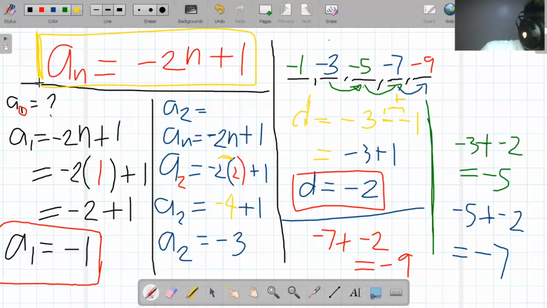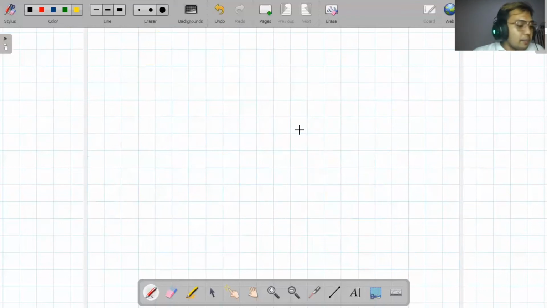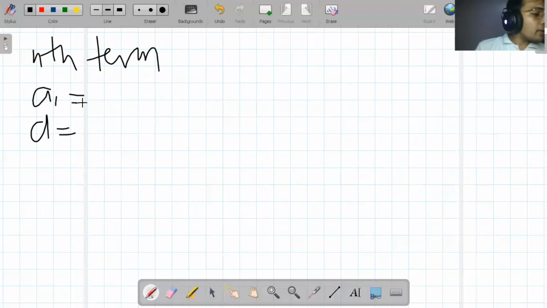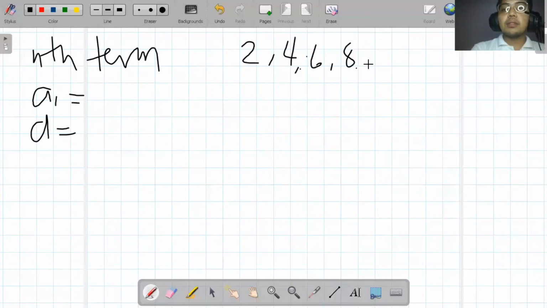Now, for page 9, letter D: give the general nth term of the following arithmetic sequence. So, it is the nth term that we are looking for. Remember, in finding the nth term, all you need is your A sub 1 and the common difference. For example, I'll have 2, 4, 6, 8. This is just a very basic, most common example of an arithmetic sequence.